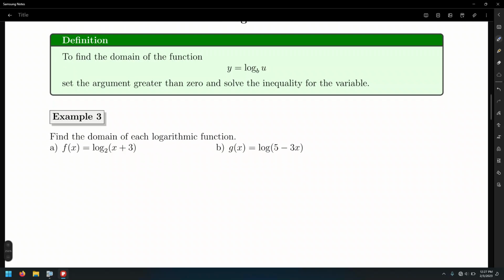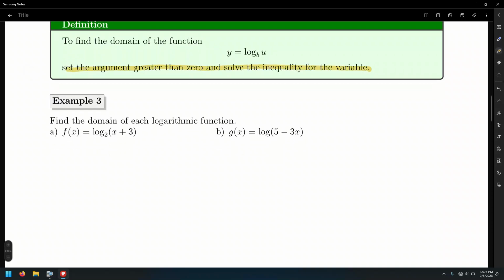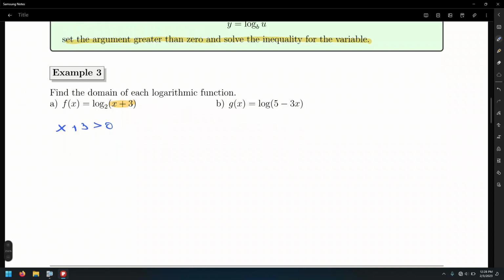So what we do is set the argument greater than 0 and solve the inequality for the variable. The argument is the expression inside the parentheses of the logarithmic function. So in this case we set x plus 3 greater than 0, not greater than or equal. The greater than or equal thing is for radical functions of even index, such as the square root function, the 4th root function, the 6th root function, etc. Only even root functions. So for logarithms, only greater than.